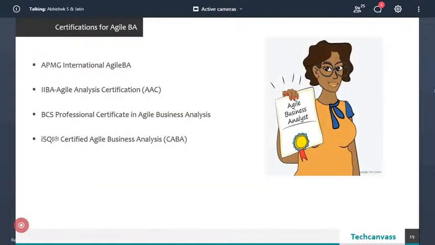And here, I guess, there are a couple of slides on certifications, which talk about Agile Business Analyst certification. There are a couple of certifications out in the market. You have the APMG certificate, then the IIBA Agile Analysis certification. You also have the BCS certificate in Agile Analysis, and the CABA certification provided by ISQL. These are typical, very popular Agile BA certifications.